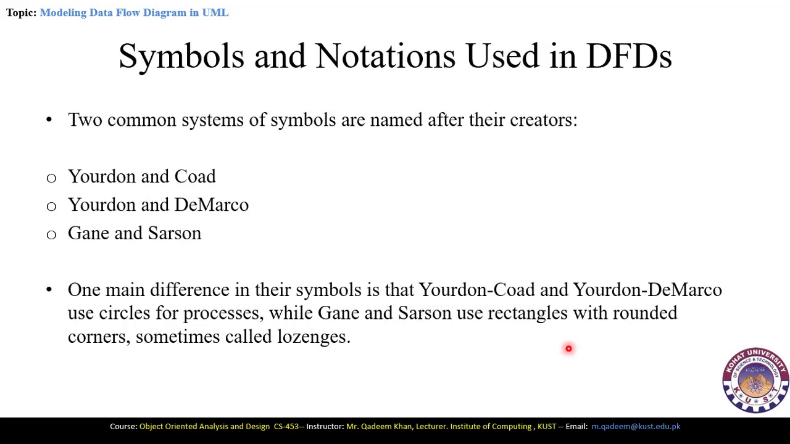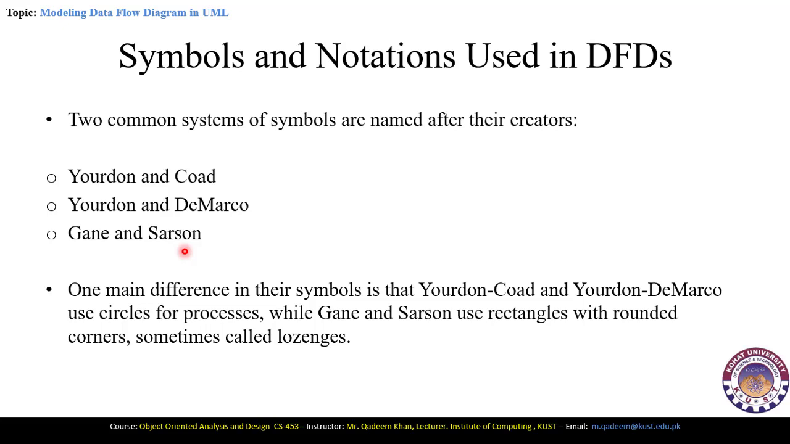Now there are different symbols or notations used to create the data flow diagram. So we have two common systems of symbols named after their inventors. We have Yourdon and Coad symbols. These are scientists who are responsible for inventing the data flow diagram. That's why they have created their own symbols. Also we have Yourdon and DeMarco symbols, and also we have Gane and Sarson symbols. So these are different sorts of symbols which are used to represent the data flow diagrams.